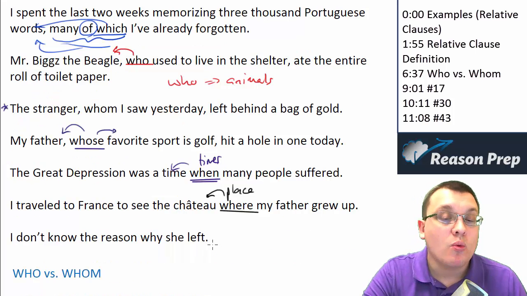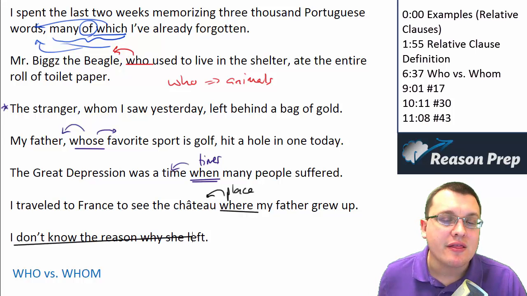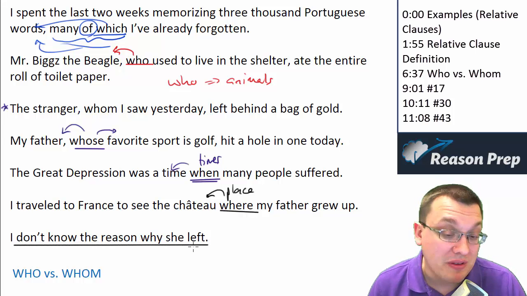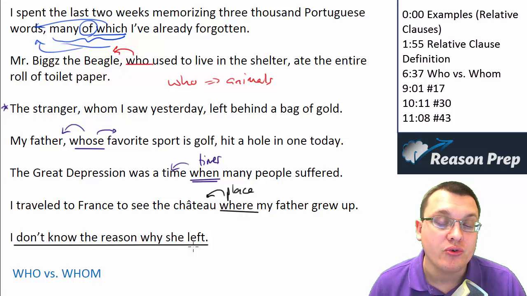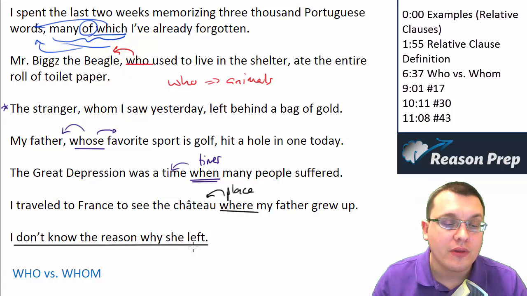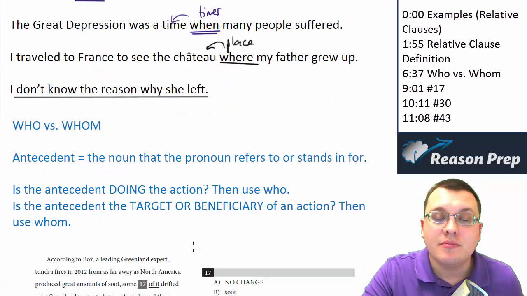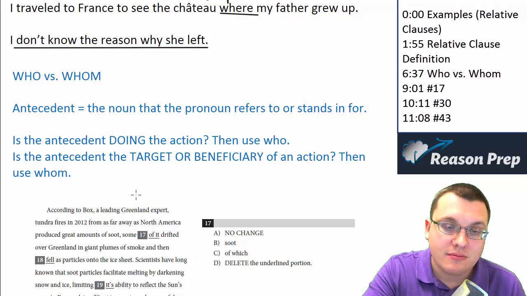I don't know the reason why she left. Very unlikely you'll see anything like this on the test, or that you'll be tested on it, but I wanted to give you an example just so you can see how "why" could be used. It's got a very limited use as a relative pronoun, but nonetheless, here it is. So, who and whom, I promised about this, so let's take a look at this in more detail.